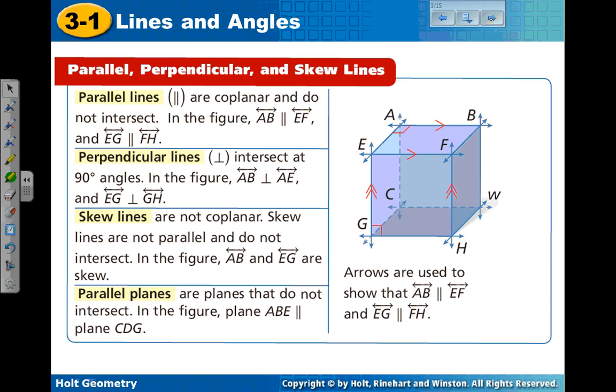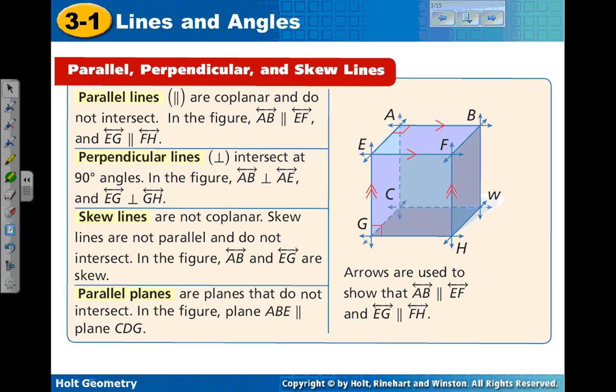So let's get started. This chart is in your book on page 146, and it just gives us some definitions and a figure here to show you some parallel lines, perpendicular lines, skew lines, and parallel planes. So let's start with parallel lines. Parallel lines are coplanar. They lie in the same plane and they do not intersect.